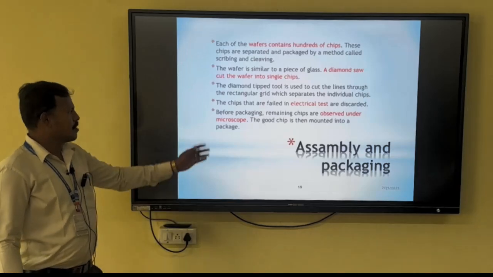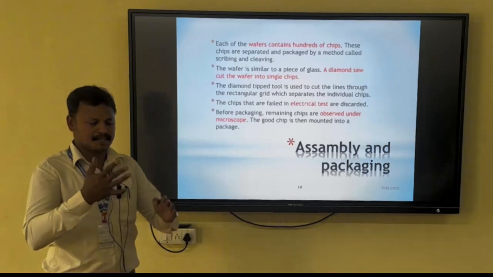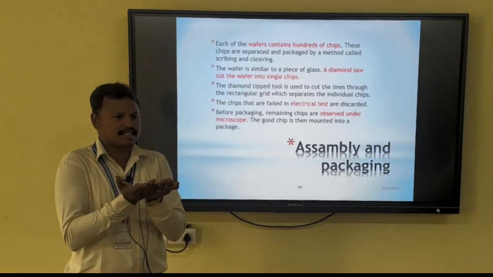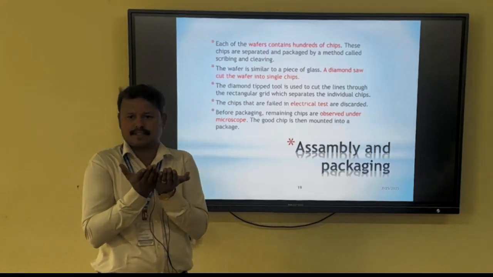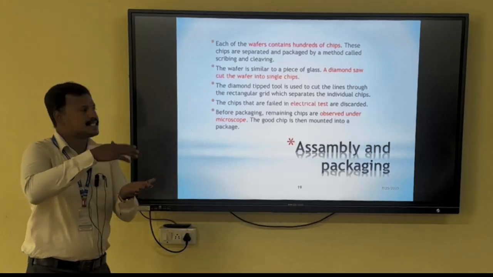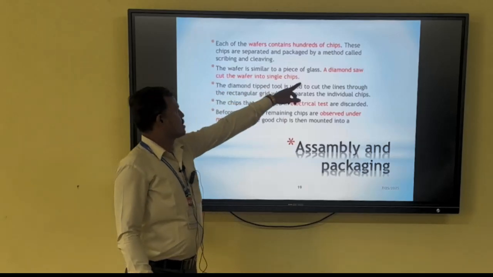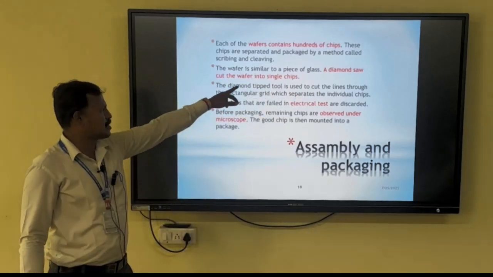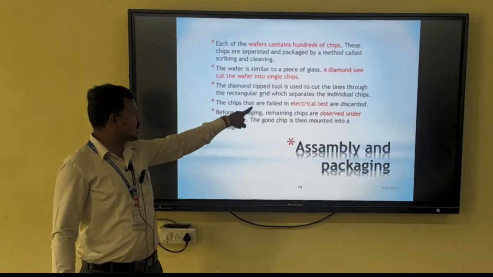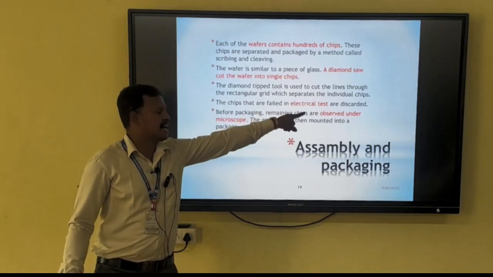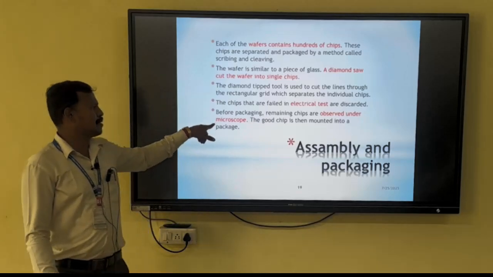Finally, each wafer contains hundreds of chips. The wafer is this size, with hundreds of chips built into a single wafer. We cut the ICs into rectangular or square shapes with a diamond cutter, cutting the wafer into chip size. Chips that fail the electrical test are discarded. Chips in good condition are packed.